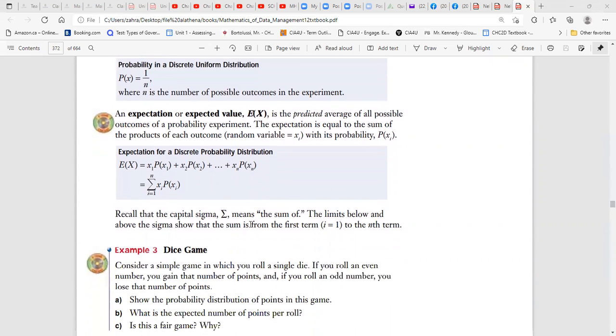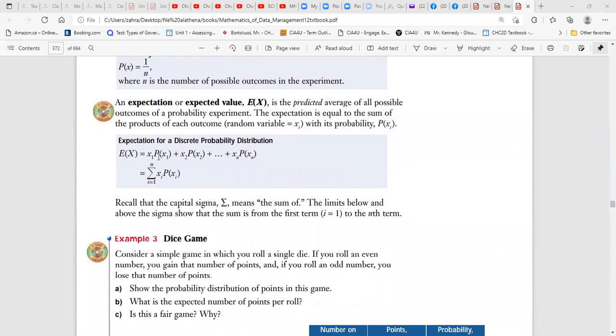Expectation, or expected value, E(X) is x1 P(x1), where x1 is the first random variable multiplied by its probability, plus x2, the second random variable, times its probability, and so on. You're adding up all of that. You can write it as a summation of xi multiplied by pi, with i from 1 to n.